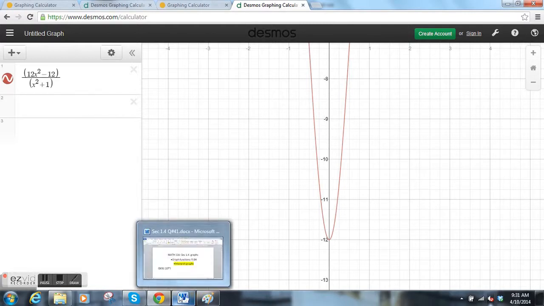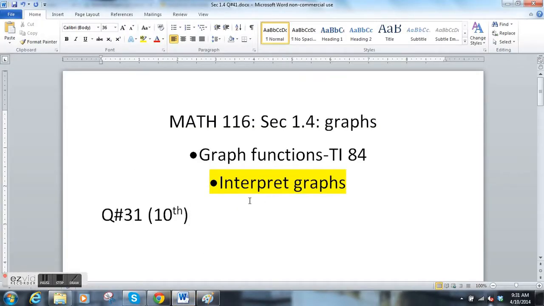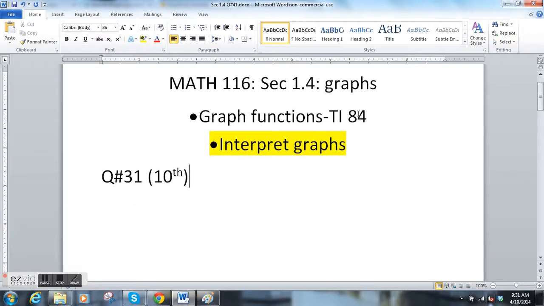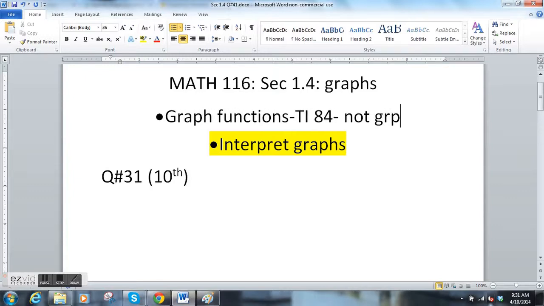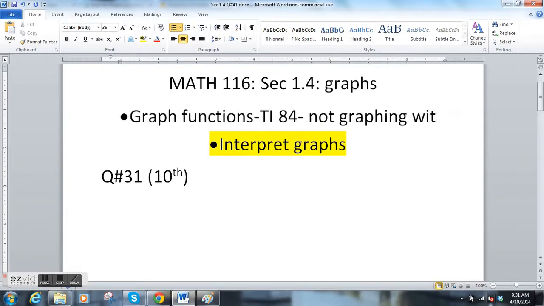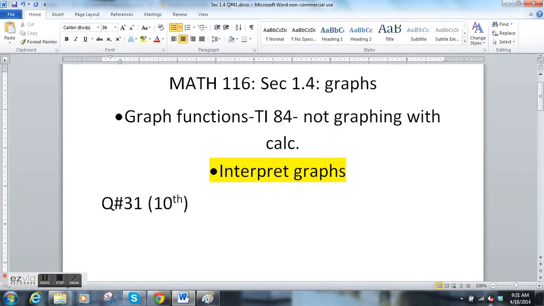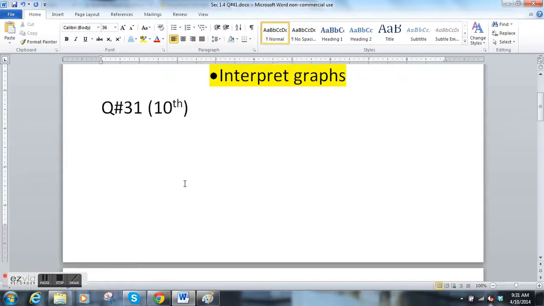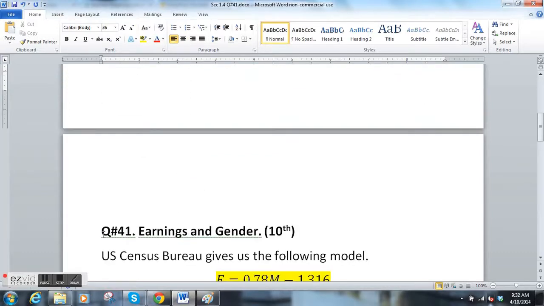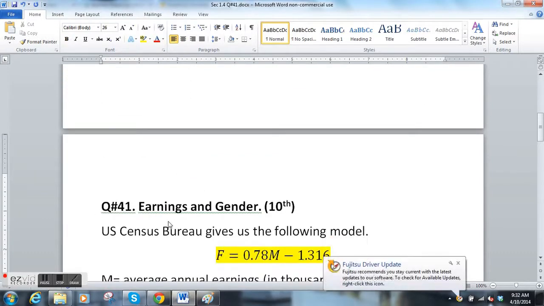So those are two computer websites where you can graph the functions. You should also be able to do this on your TI-84, but again, I'm not going to test you on graphing with the calculator. So you're not going to be tested on graphing with the calculator. It's just, to me, not a particularly interesting application of the math. So you should be able to do a question like this though.